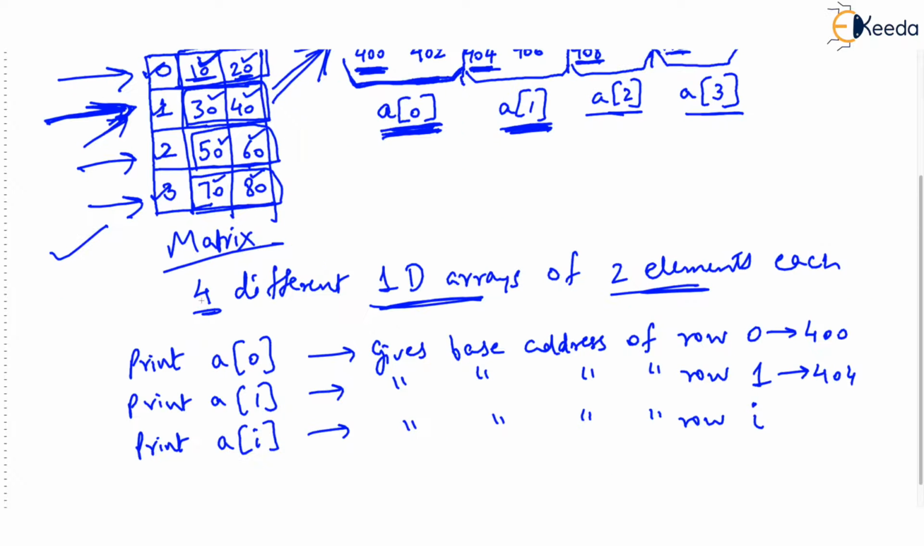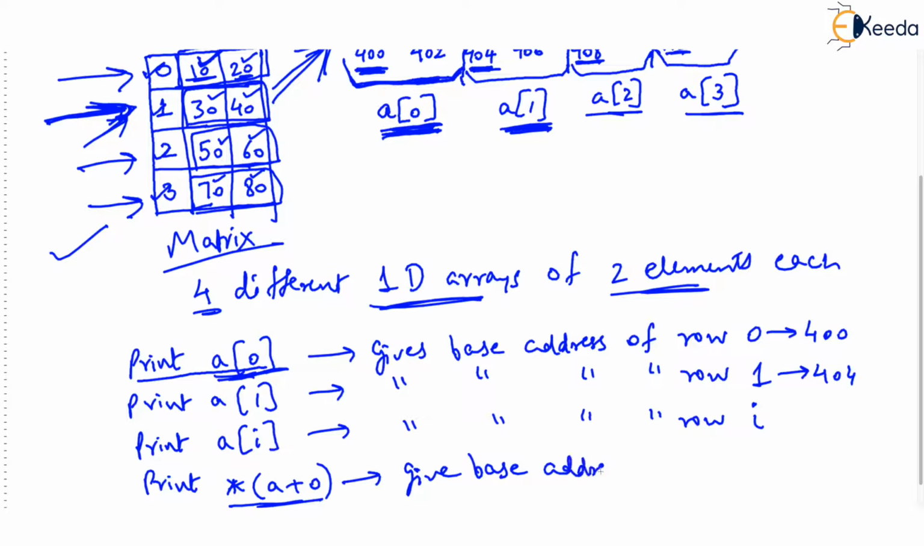So coming back to our page, you tell me, instead of print AI, just check this. If we would have written print, instead of A0, I'm sorry, if we would have written print A plus 0, you would say, what is all this notation? Please try to understand, A0 and asterisk A plus 0 are the same. That means this will also give the base address of row 0, which is 400. See, both these notations are the same.